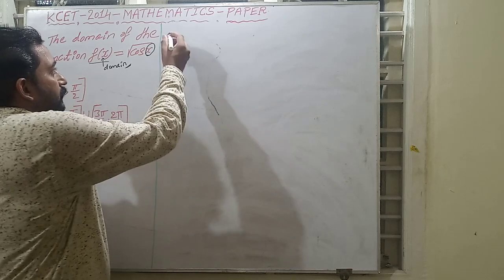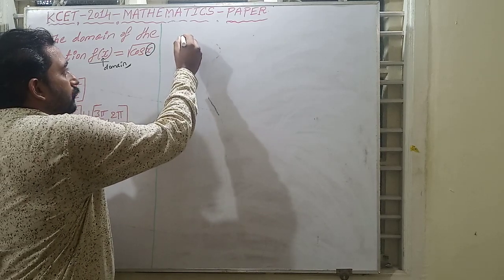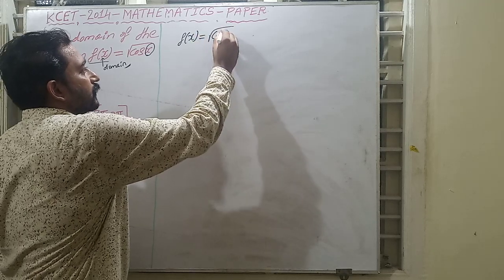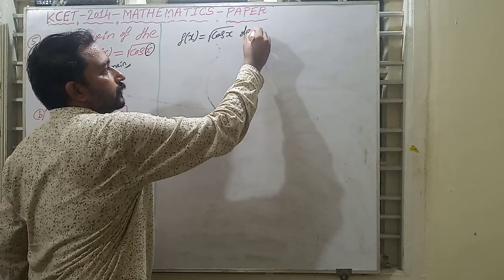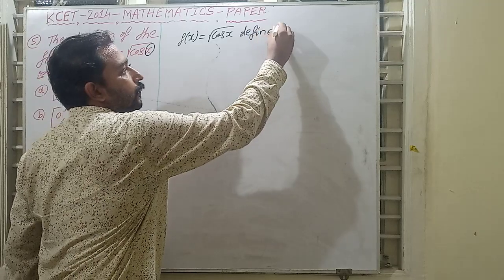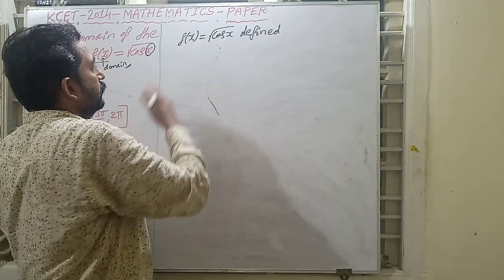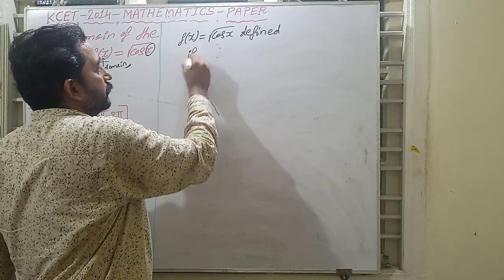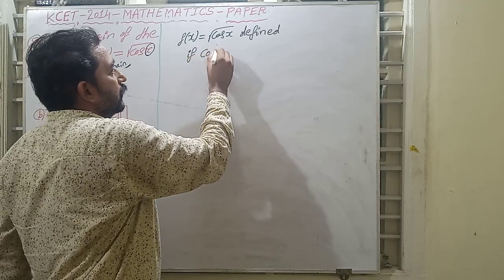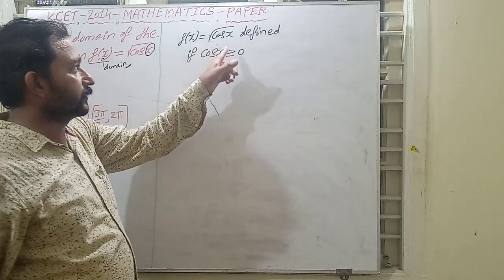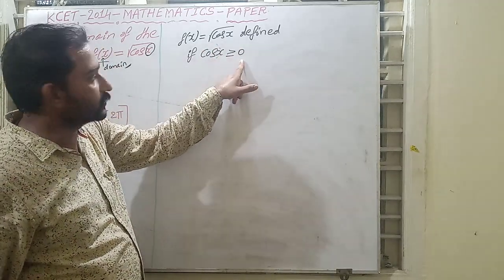So f of x is equal to square root of cos x, defined when cos x is greater than or equal to 0. So for f of x to be defined, cos x must be greater than or equal to 0.